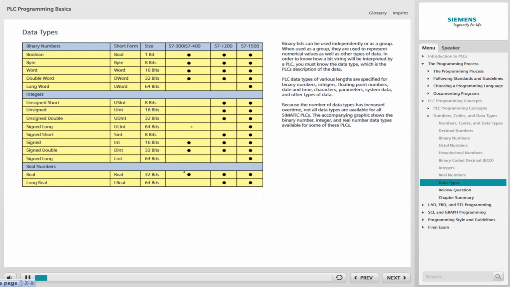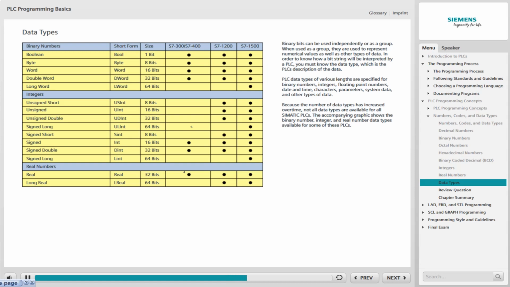Binary bits can be used independently or as a group. When used as a group, they are used to represent numerical values as well as other types of data. In order to know how a bit string will be interpreted by a PLC, you must know the data type, which is the PLC's description of the data. PLC data types of various lengths are specified for binary numbers, integers, floating point numbers, date and time, characters, parameters, system data, and other types of data.